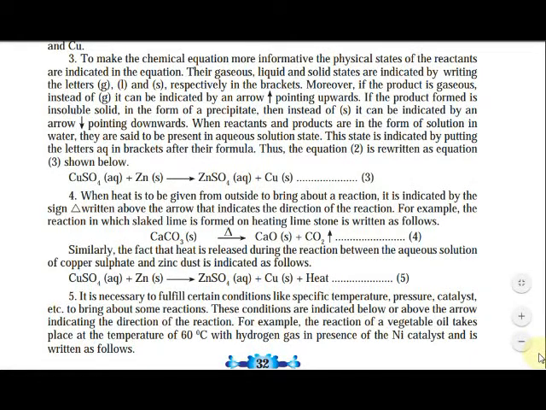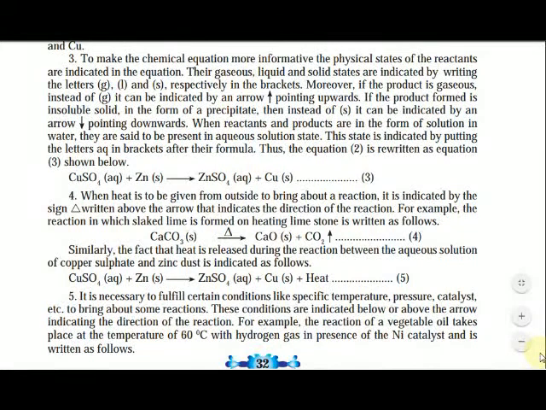Similarly, the fact that heat is released during the reaction between the aqueous solution of copper sulfate and zinc dust is indicated as follows. If in this reaction heat is given out, now where to write down heat? Heat should be written on the product side at the end. For example, here CuSO4 plus Zn gives out ZnSO4 plus Cu plus heat. With their states, we have to write the equation, and this is equation number 5.